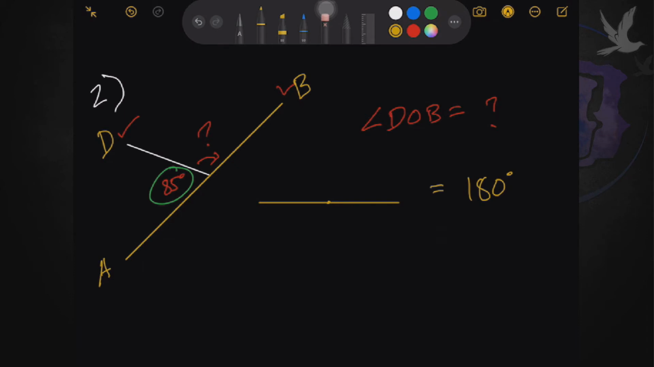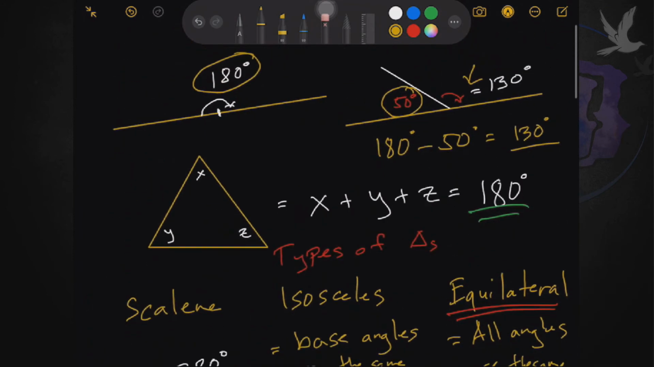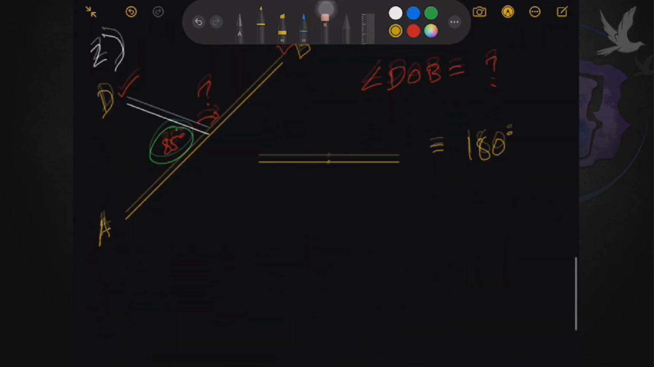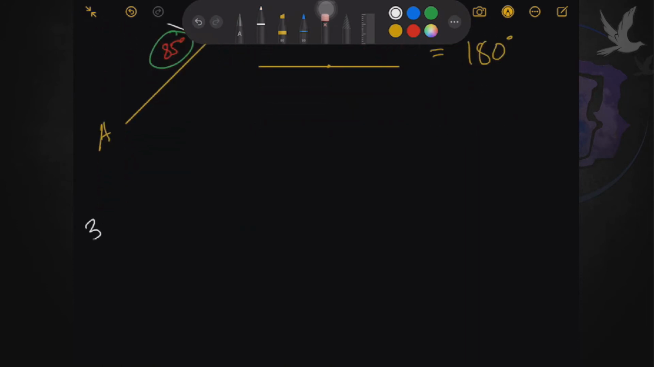Okay? Nandun yan. Yung first example natin yan kanina. Okay? First example natin. That's for number 2. Number 3.